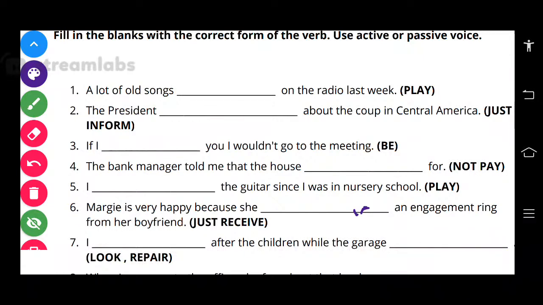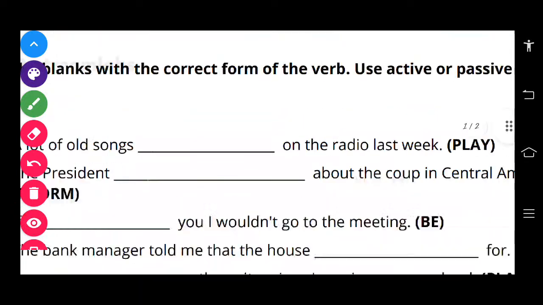So let's see the third example. If I dash you, I would go to the meeting. We have to use be forms. So what are be forms actually? Am, is, are, and was, were are the past be forms. Yes Dhanush. So here be forms means we need to use be forms like this.